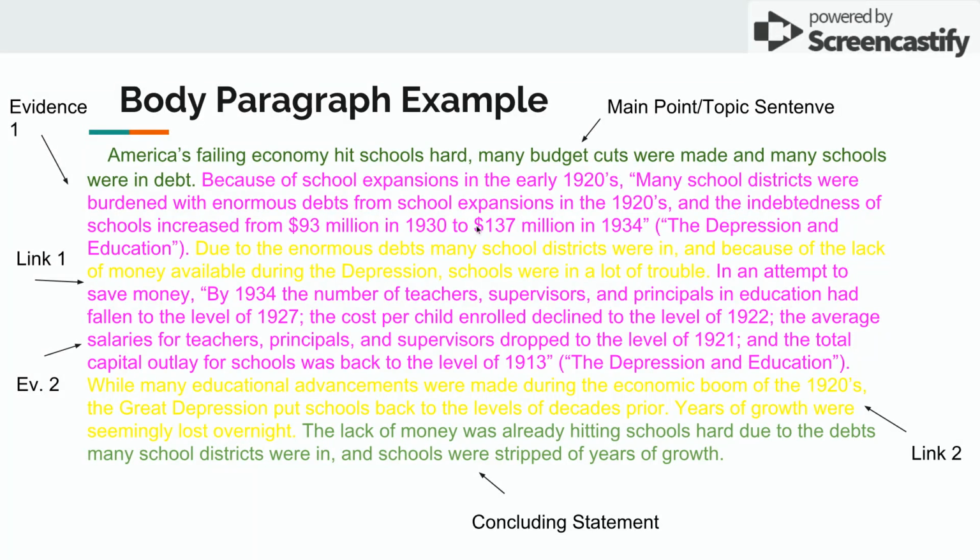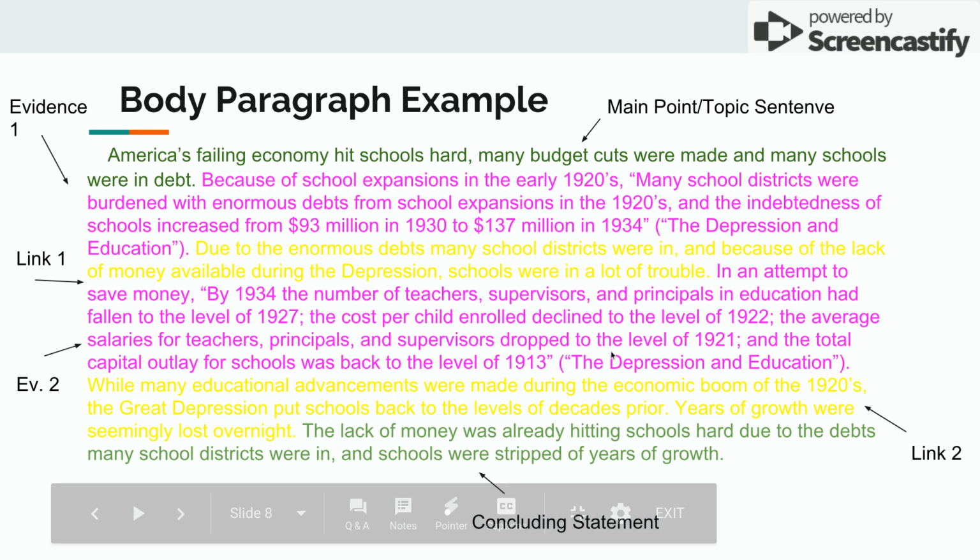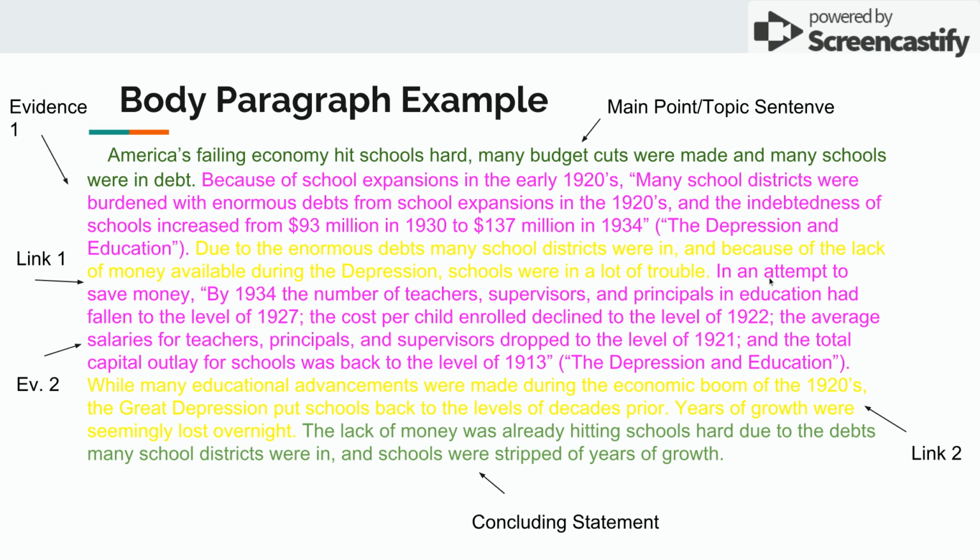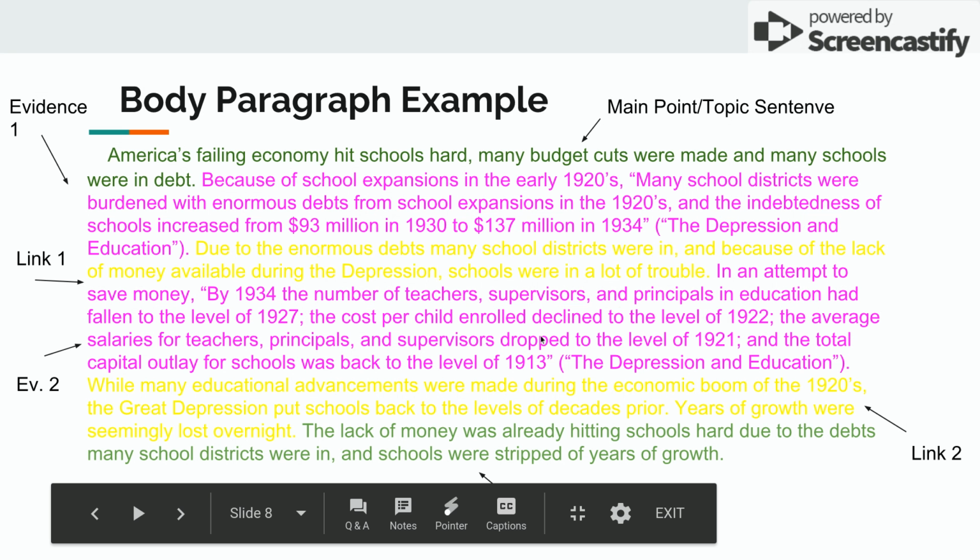There's your evidence. Your citation in quotation marks and in parentheses is the Depression in education. And then I explain it in yellow. That's my first link. The other purple block here, again, is about the lead-in, and again, the evidence, and then my citation in parentheses. Then I have another explanation. And remember, I tie it together and transition with my concluding statement.